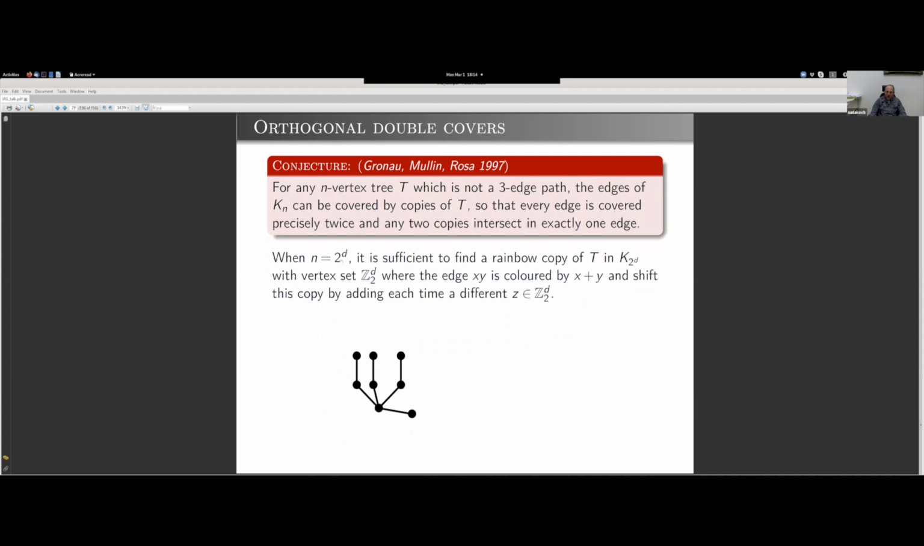So what you can do is the following. Imagine your n is a power of 2, 2 to the d. Then you can think, so let me maybe draw it. In this case n is 8, and you can think about the vertices of your complete graph as binary vectors of length d over GF(2), right? And then you can color the edges of this complete graph by the sum of the vectors. You take the color of the edge xy to be x plus y in this vector space, right?